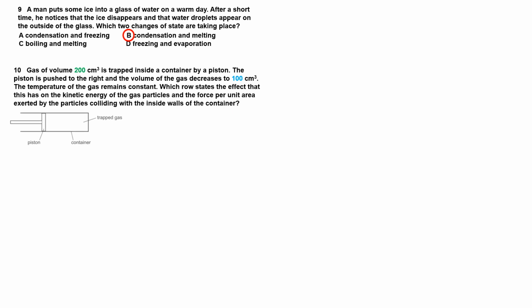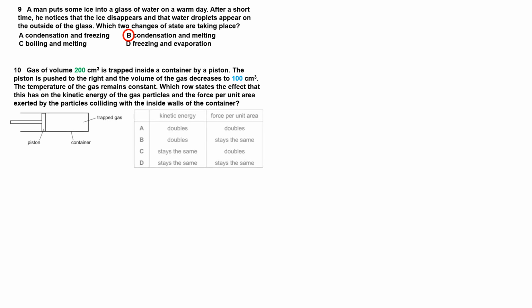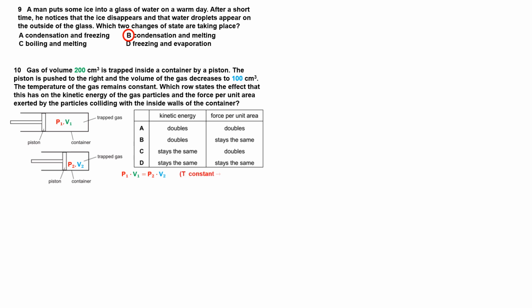To solve this problem, we can apply Boyle's law, which states that for a given mass of gas at a constant temperature, the product of pressure and volume remains constant. This means that when a gas occupies a larger volume, it exerts a lower pressure, and when it occupies a smaller volume, it exerts a higher pressure. Therefore, pressure and volume are inversely proportional. If the temperature stays the same, the kinetic energy of the gas particles does not change.